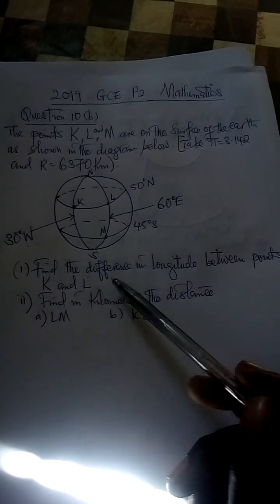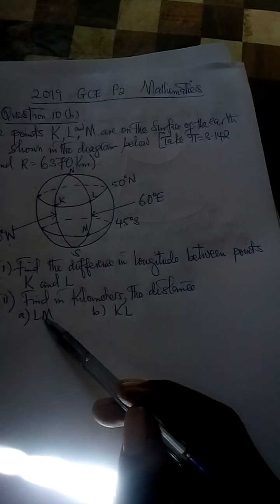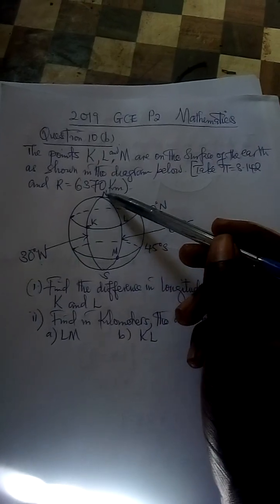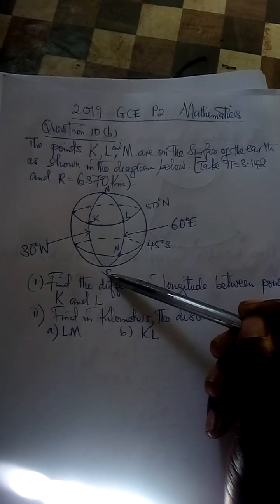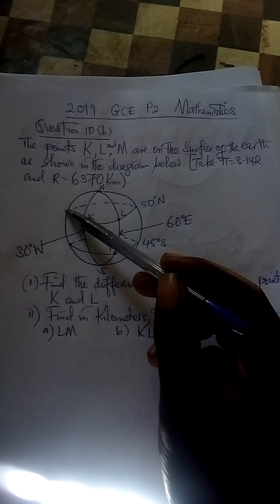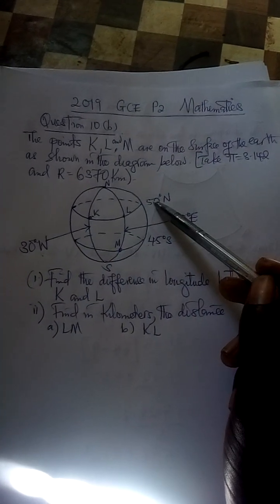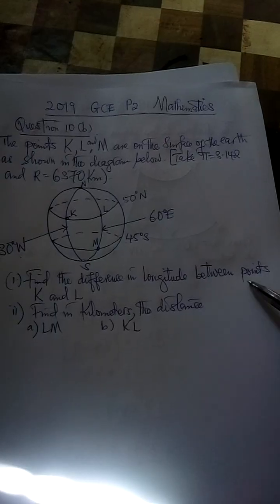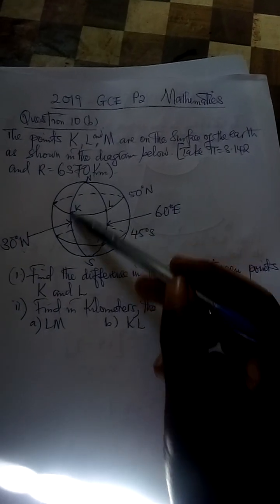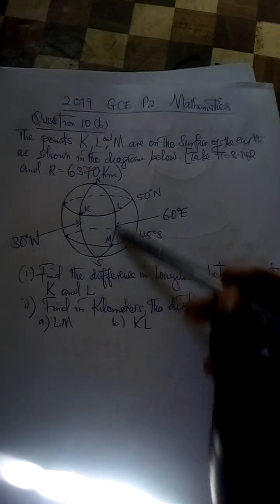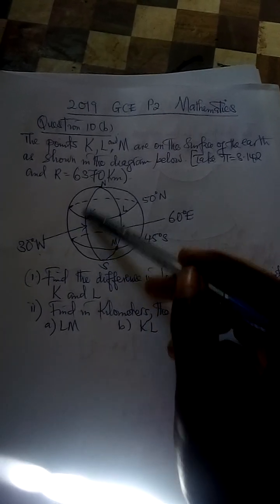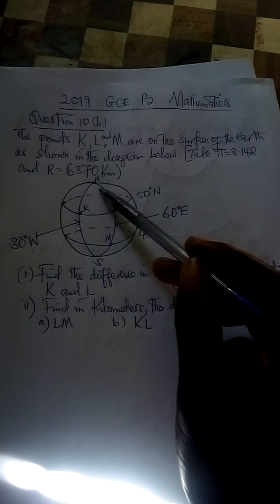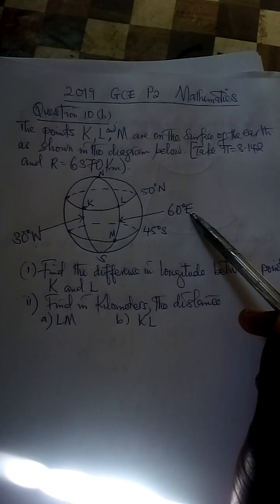They are telling us to find the difference in the longitude between the points K and L. The lines that run from the north going to the south, they are called longitudes. Then these ones that move from the west going to the east, they are called latitudes. So in this case, they want us to find the difference in longitude between points K and L. These are longitudes. So when we check the longitude at K, it is given to be 30 degrees west. Then at L, it is given to be 60 degrees east.